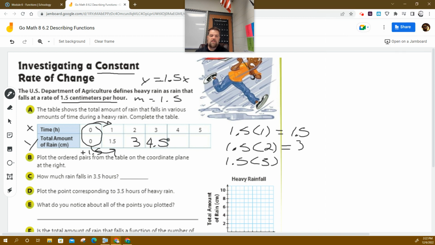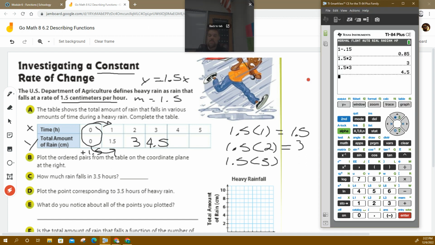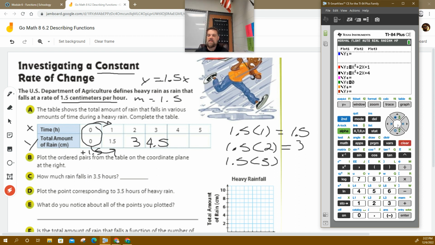And I want to show you a neat little trick. You could do this too. If I know the equation of the line, which we're guessing is y equals 1.5 times x, I can actually put that in the calculator. So go to y equals. There's going to be a bunch of equations there. Hit clear. Clear them all out. Remember, the y equals button is this button right here.